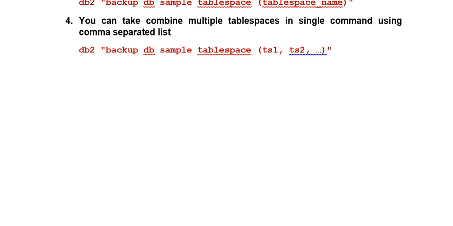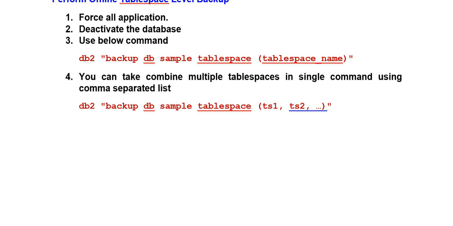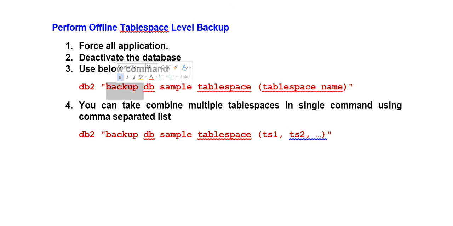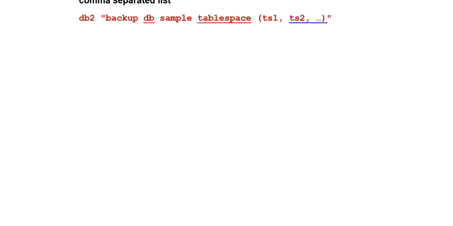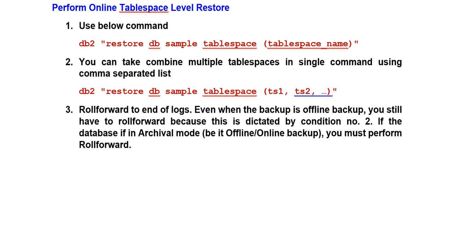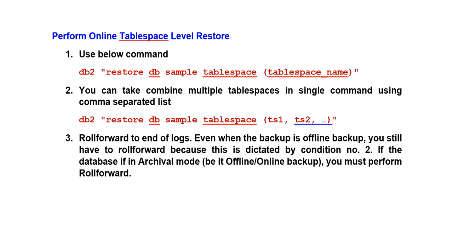Okay, so how do you do the restore? Restore is pretty simple. You just replace the backup keyword with the restore and everything remains same. So if you want to do the restore, the command is pretty simple. Restore db sample, again tablespace name. If you want to do multiple tablespaces restore in a single command, you can do that, again comma separated list.